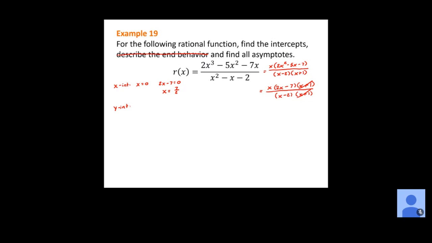Good. Set x equal to 0. Now it's up to you, wherever you want to do that's fine. We could do it back in the original. We could do it in the factored form. I'll just substitute it into the factored form here. So we'll do 0 times 2 times 0 minus 7 all over 0 minus 2. But if we simplify all of that now, what's that going to give us?